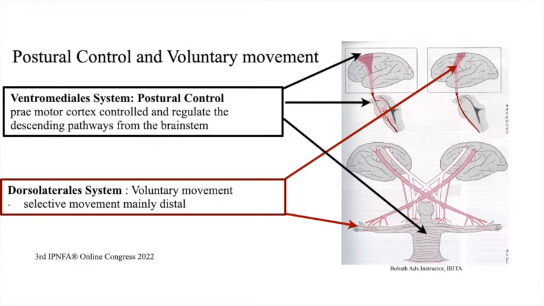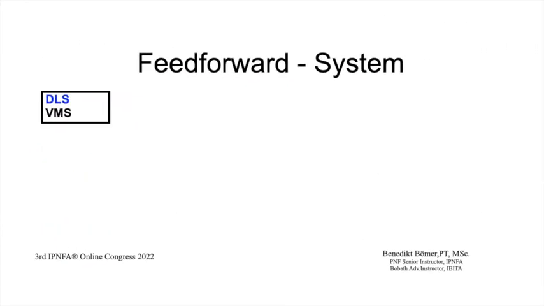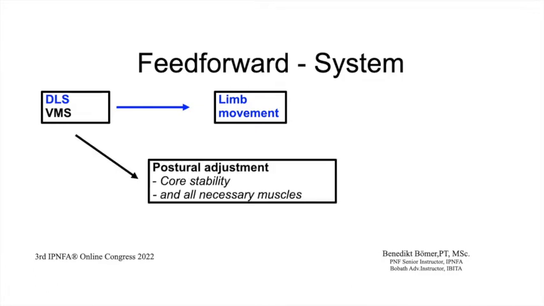The system works like this. If I want to move my right arm, I need posture stability 100 milliseconds before. So we need a system which provides posture stability before I move. And this is the so-called feed-forward system. As I said, we need for the feed-forward system the dorsolateral system and the ventromedial system. If I want to move my limb, I have to activate 100 milliseconds before our core muscles and all muscles which are necessary to hold me against gravity force.